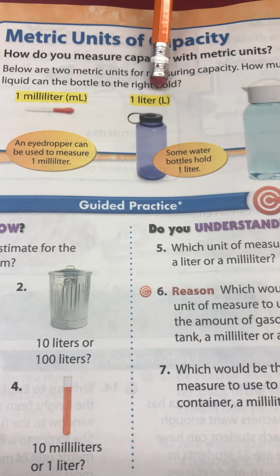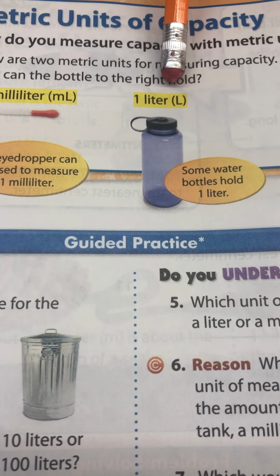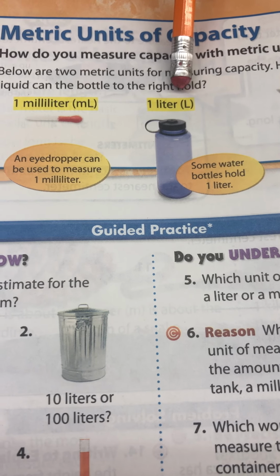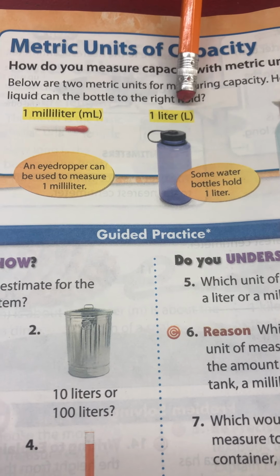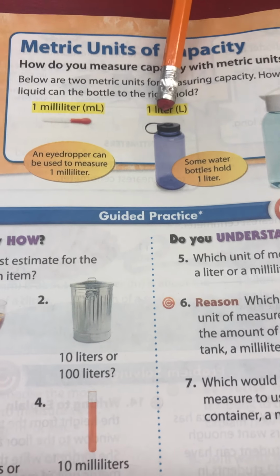The larger unit you would use is the liter. The liter is about what a water bottle would hold. It takes about 1,000 of those droplets from a milliliter to make 1 liter. So it takes a lot to make one. Those are the two units we're going to be looking at today.